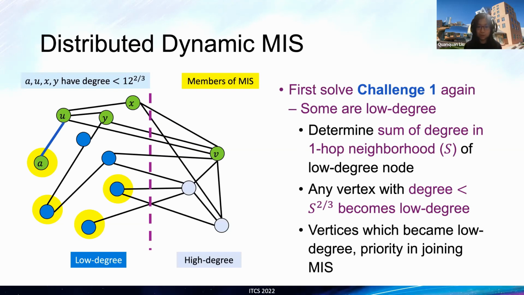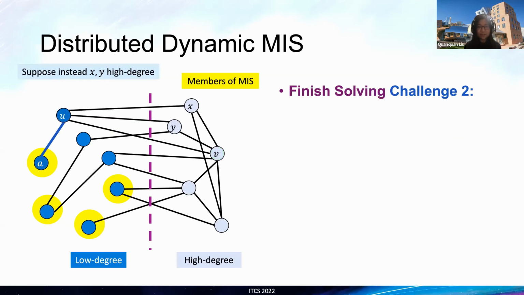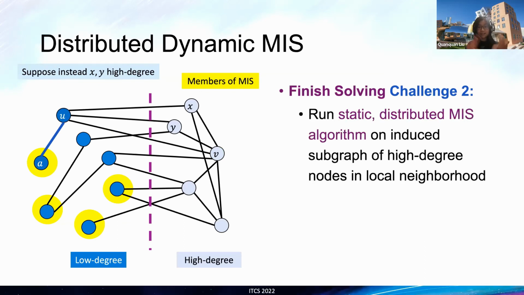Vertices which became low degree have priority in joining the MIS. And so both x and y in this diagram join the MIS. Suppose instead, x and y remain high degree after doing our local restart. We run a static distributed MIS algorithm on the induced subgraph of high-degree nodes in the local neighborhood of U.